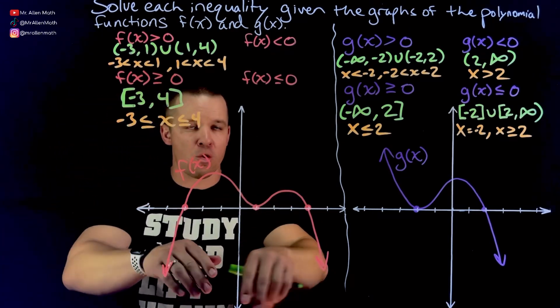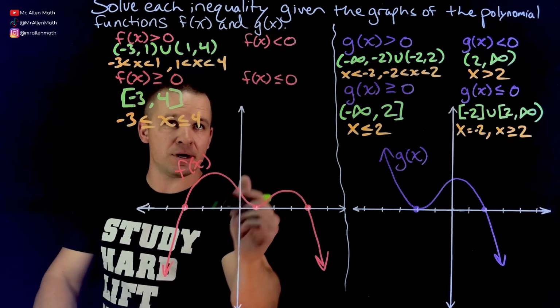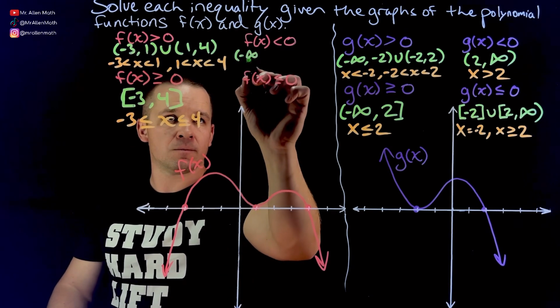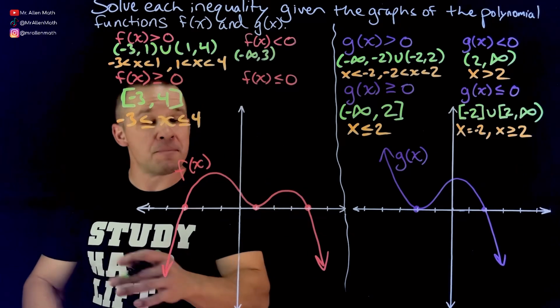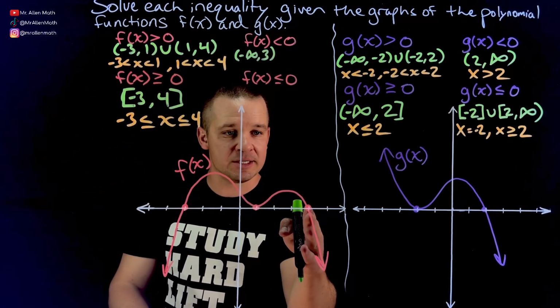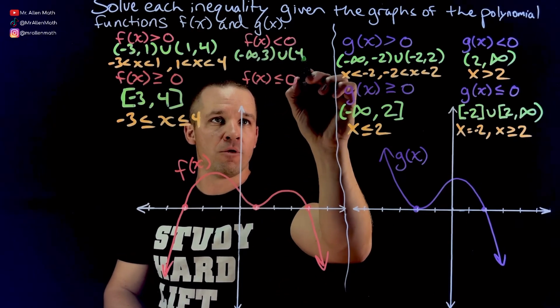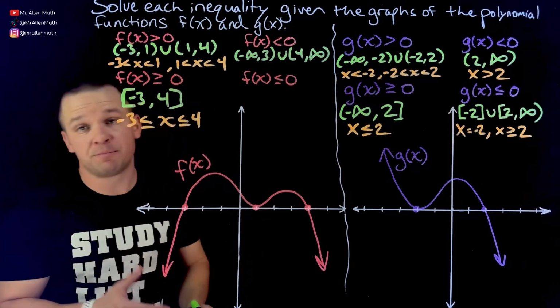Next one, f of x is less than 0. So when is it below the x-axis? Well, it's below it from negative infinity to positive 3. So negative infinity to positive 3, not including it, right? And then it is below 0, right? f of x is less than 0 over here. So at 4 to infinity. So union 4 to infinity.